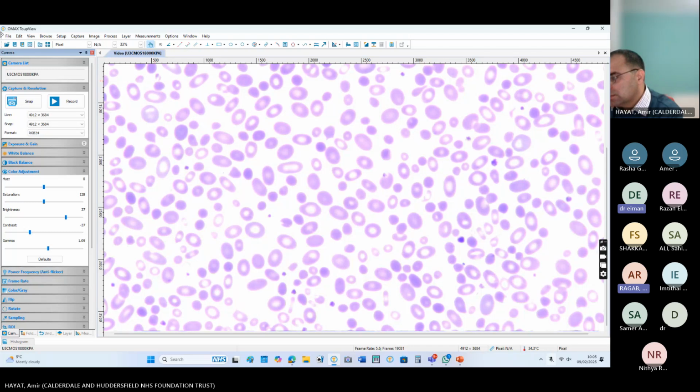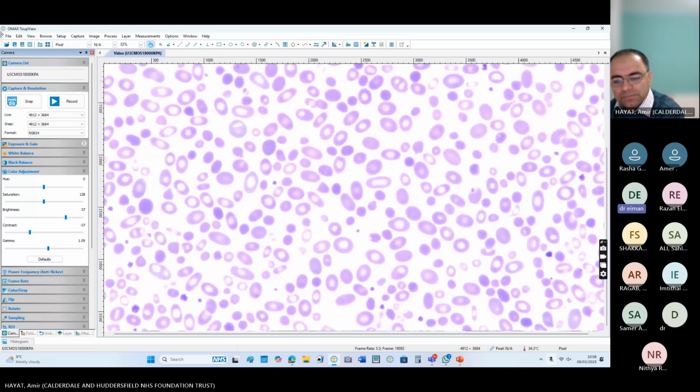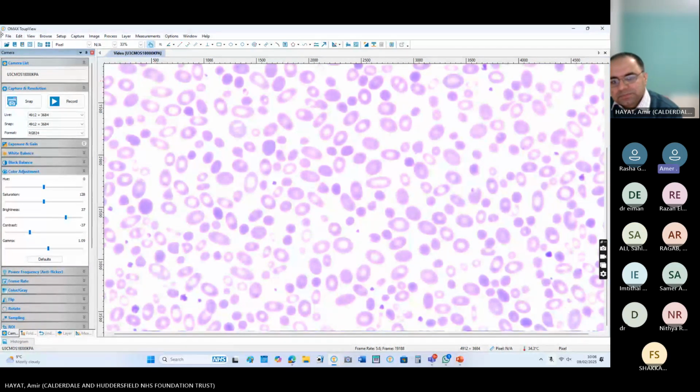This is a non-immune anemia. So what do you think? These features look like congenital dyserythropoietic anemia, CDA. Yes. Usually we diagnose that on the aspirate, not on the peripheral blood film. And congenital dyserythropoietic anemia has other systemic features as well, and the peripheral blood film is not that severe.